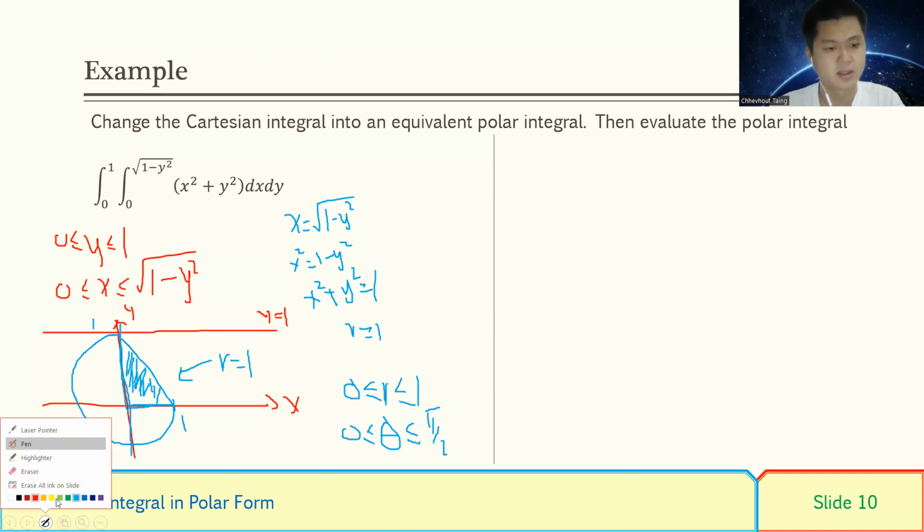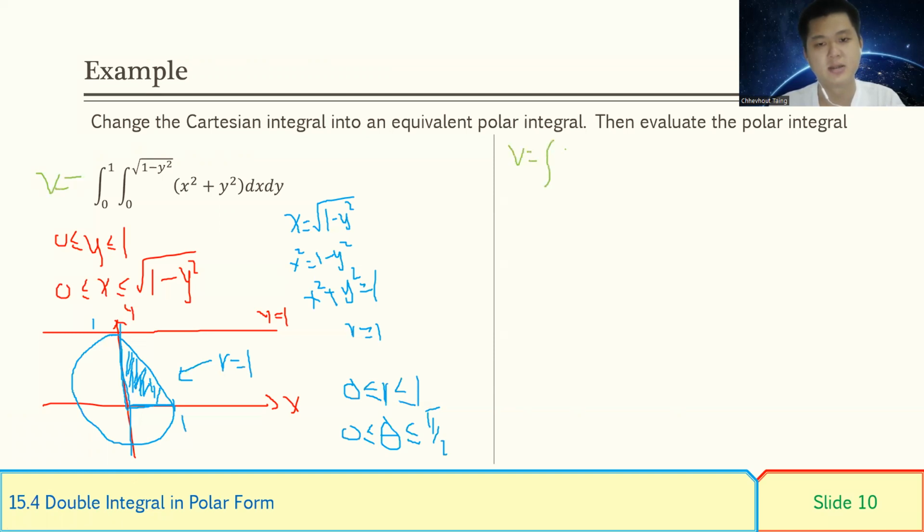Let me change the color. So now let's say this is V. So our new V is, oh, there's another thing that you have to convert, this x squared plus y squared. This x squared plus y squared is just r squared. And dx dy, as you know, is r dr d theta. Now that you have that, our r is always from 0 to 1, and theta is from 0 to pi over 2. So now it's something that you can do.